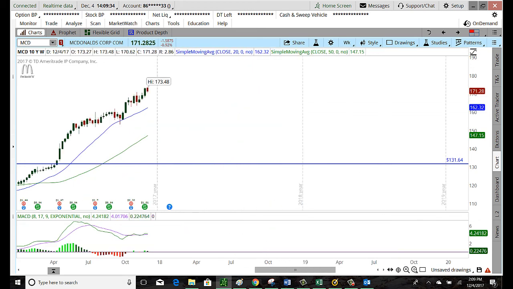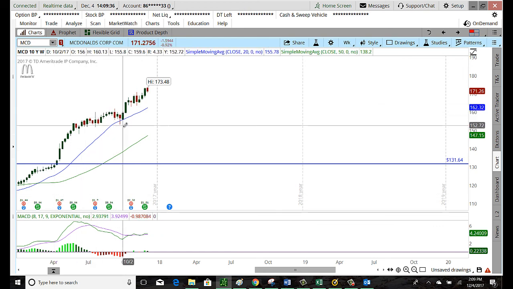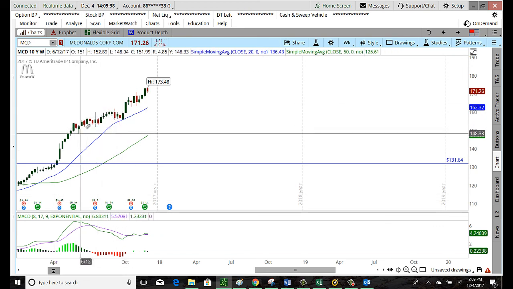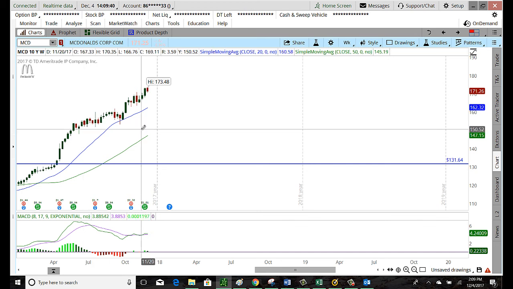So this is an example of looking at something like McDonald's on a little bit of a pullback with a reversal candlestick into a high probability area.